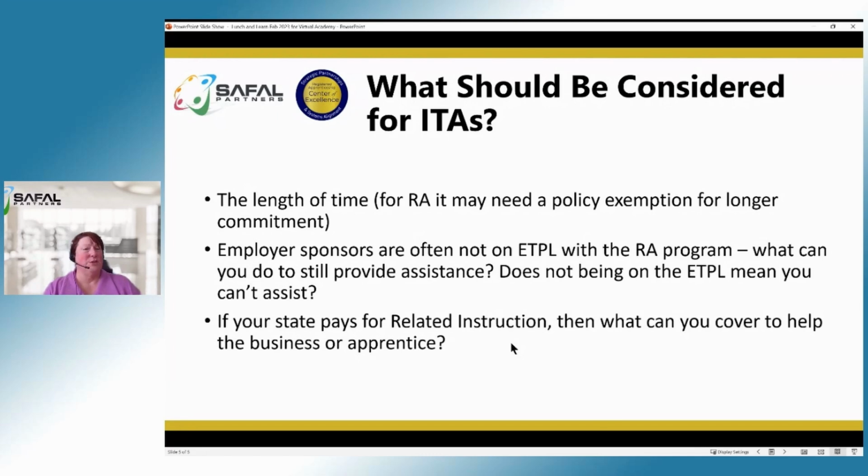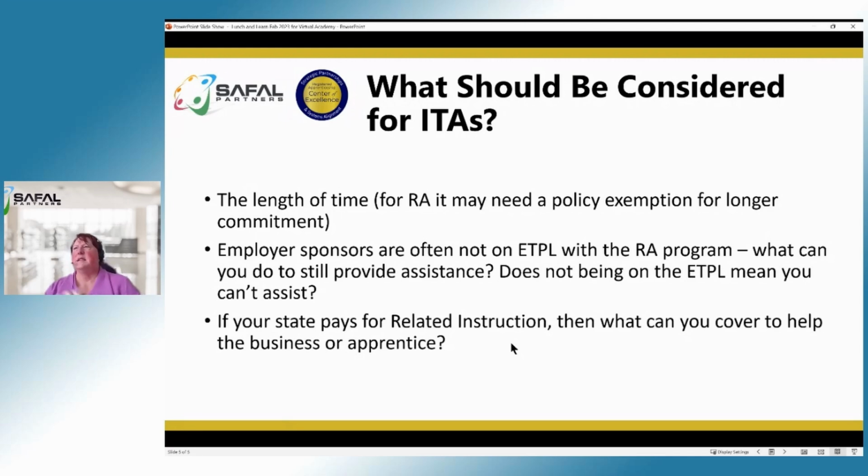And by the way, your business services reps can help convene that meeting so that the businesses have a full understanding. When I go on an ETPL, what will it mean for me in this state? What kind of monitoring, what kind of paperwork, all that stuff.